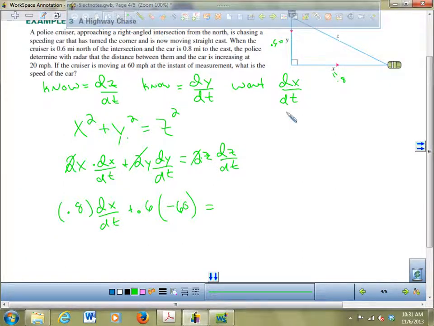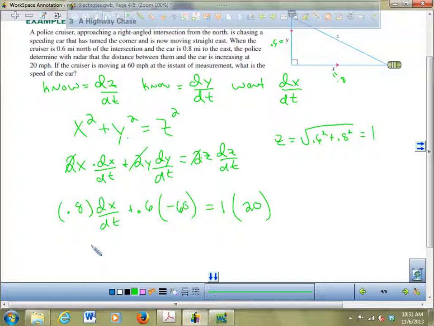Okay, equals z. So z is going to equal the square root of 0.6 squared plus 0.8 squared. And very conveniently, that comes out to be what? 1. Isn't that nice? Okay, so z is 1. And dz/dt, it does say that the distance is increasing between them by 20 miles an hour. And then you just solve that for dx/dt.